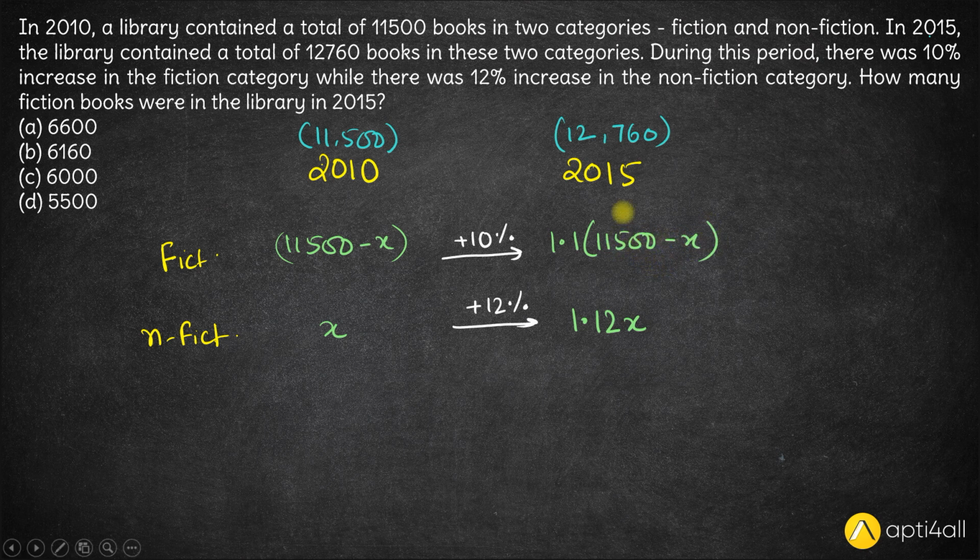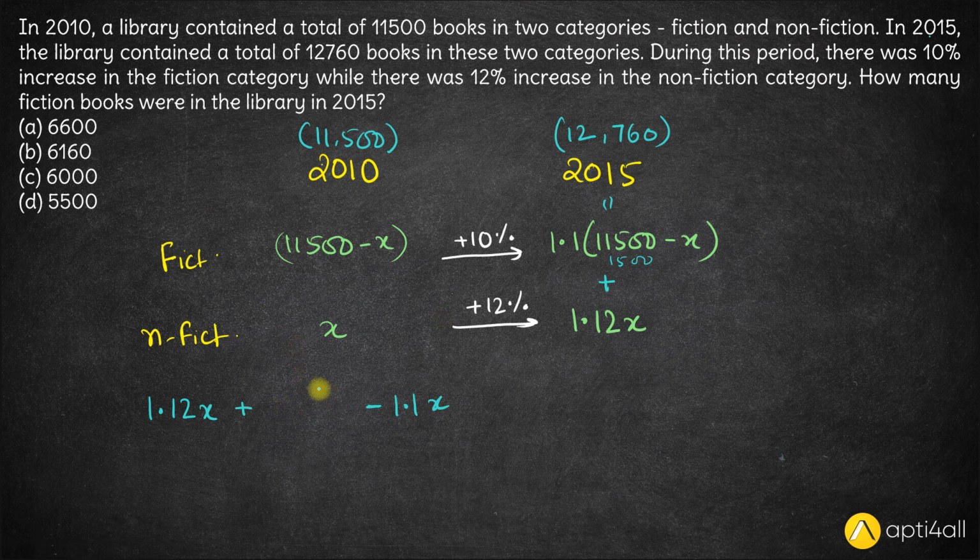Okay. And we know the total number of books is equal to 12,760. So in 2015 total books is 1.12x for non-fiction plus 1.1 times (11,500 minus x) for fiction. Now 11,500 plus 10% of this is 1,500, so this comes out to be 13,000. So 13,000 minus 1.1x. Okay.